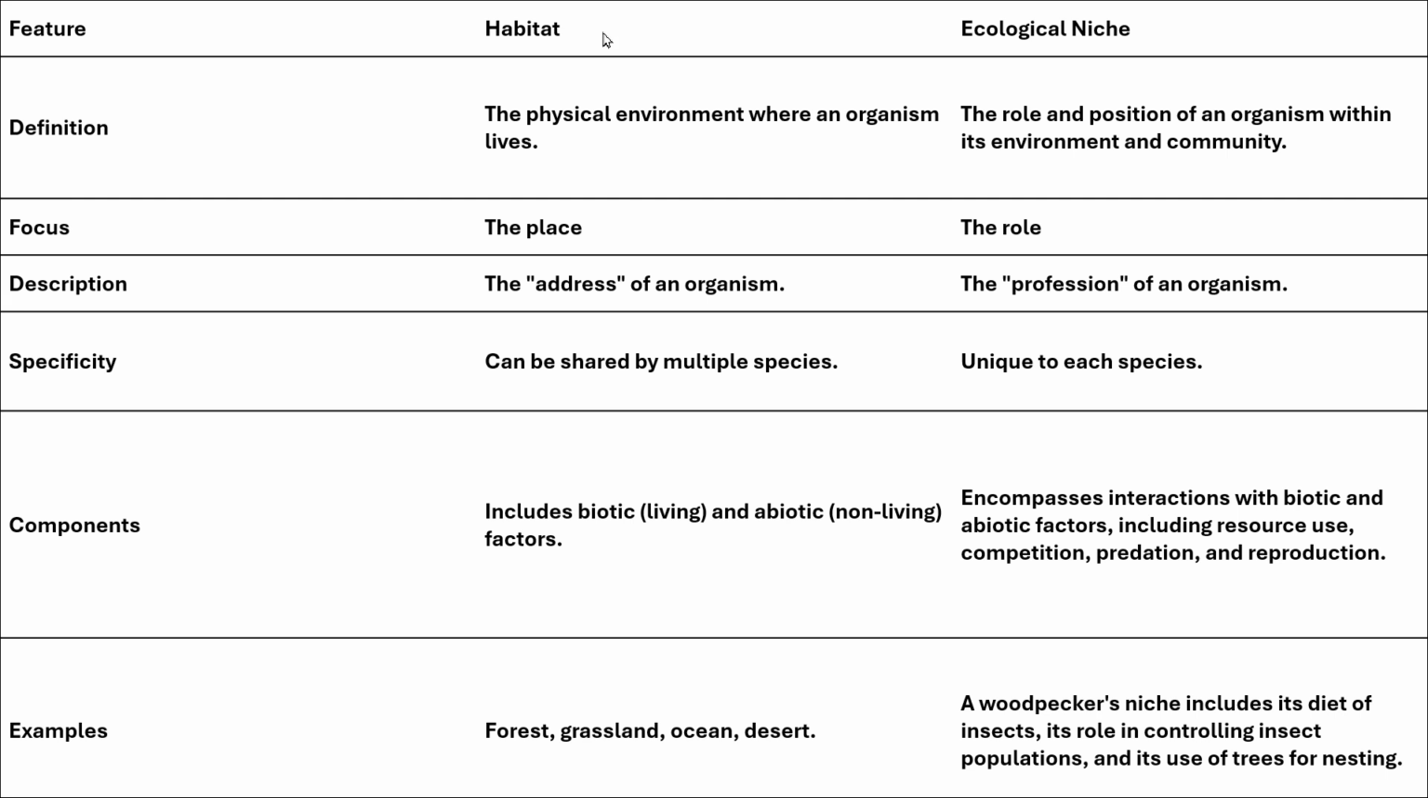So basically, if we compare what is habitat and what is ecological niche, the difference is that a habitat is a place, but ecological niche is a role. And we define the ecological niche to be the role and the position of an organism within its environment and community, while the habitat is a physical environment where an organism lives. So habitat is a place, ecological niche is a role.